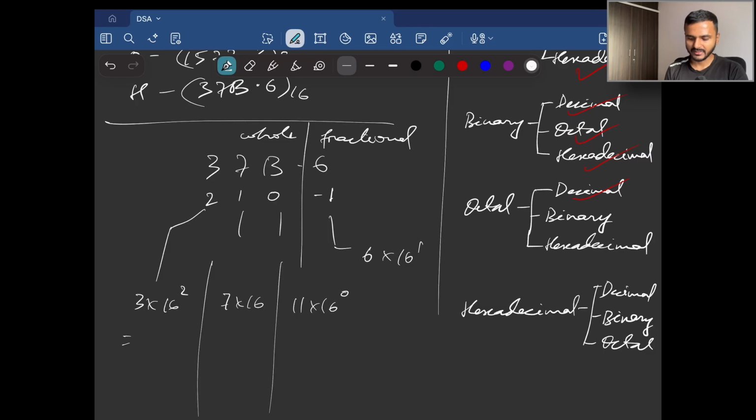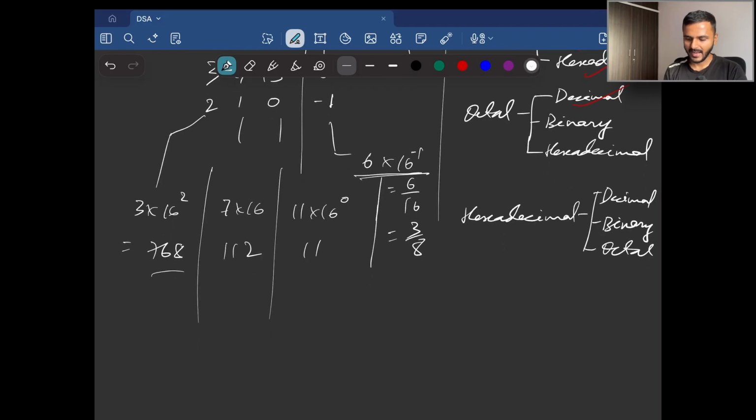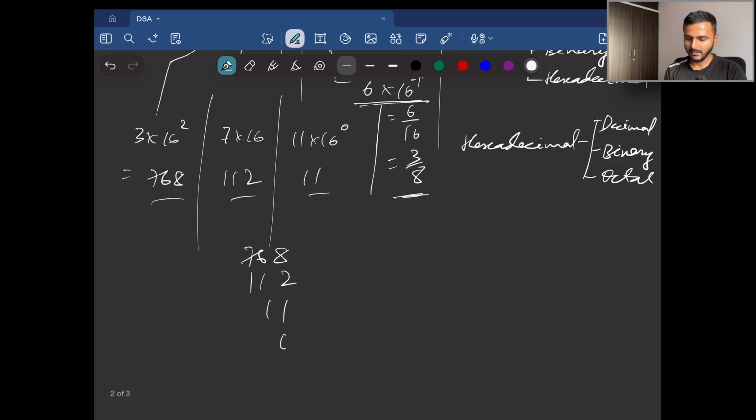So 16 squared is 256, multiplied by 3 is going to be 768. 16 into 7 is 112. 16 to the power 0 is 1, into 11 is 11. And this will be 6 multiplied by 16 to the power minus 1, which is going to be 6 by 16, which is 3 by 8. Now, if we add them up, we get 768 plus 112 plus 11 plus 3 by 8, which we know is 0.375. So our result will be 0.375 in the fractional part.